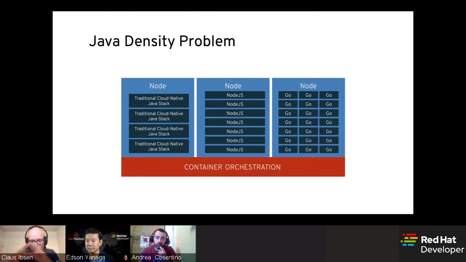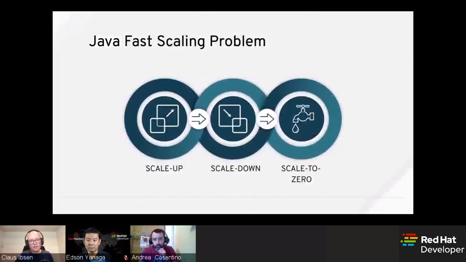And of course, that was built for a different time. You know, it's 25 years old. It was built as this big monolithic process to keep running on your bare metal application servers and so on. But on the cloud, it's different. So even if you take one of the most modern traditional cloud native Java stacks and run them, they are still hundreds of megabytes. So that's one problem.